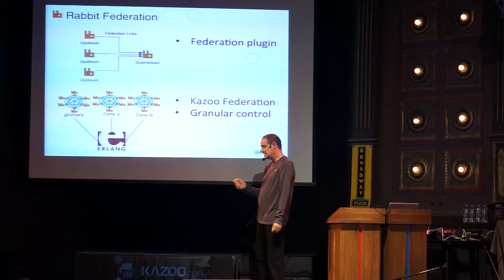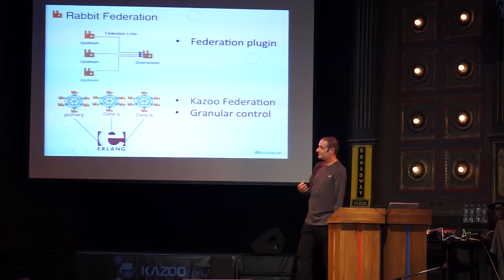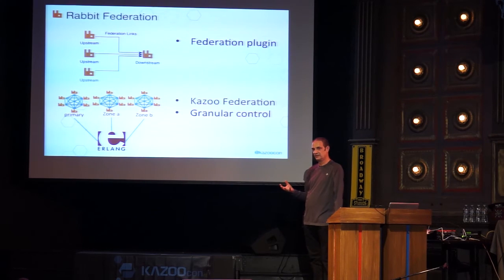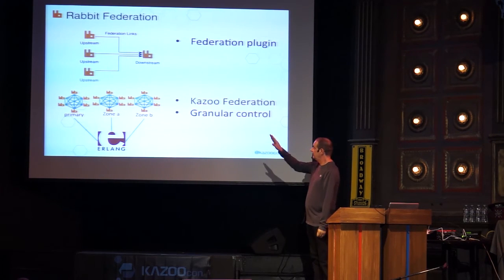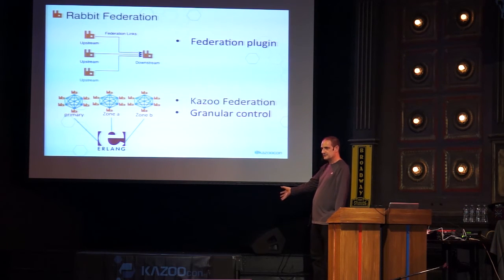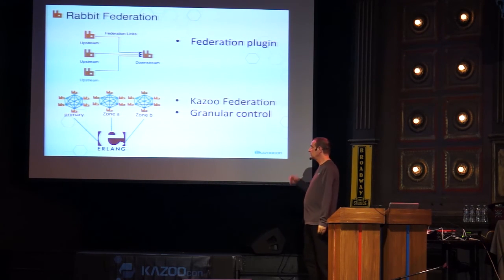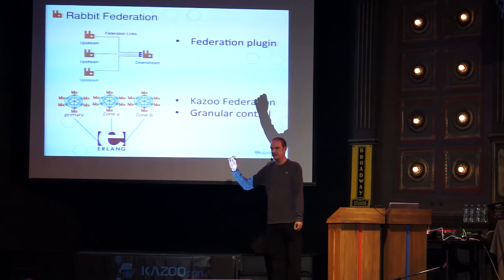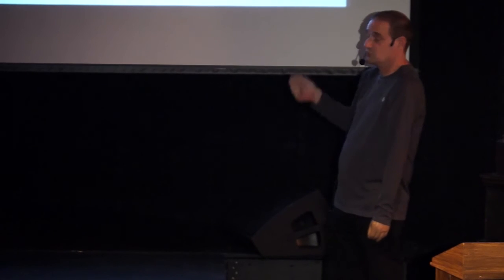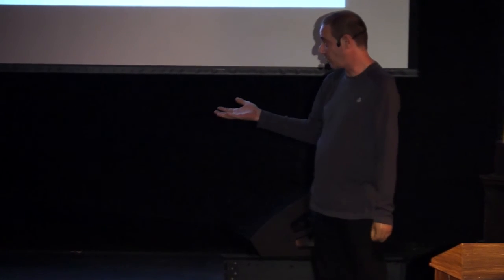What RabbitMQ doesn't give you is an option for granular control of what we want. You can federate queues or exchanges, right? But still, if you're only consuming based on a routing key, and you have one consumer taking messages for eCall Manager, for instance, for the channel create event, you still get all the other messages going from upstream to downstream, and they will just be dropped because nobody consumes them, right?